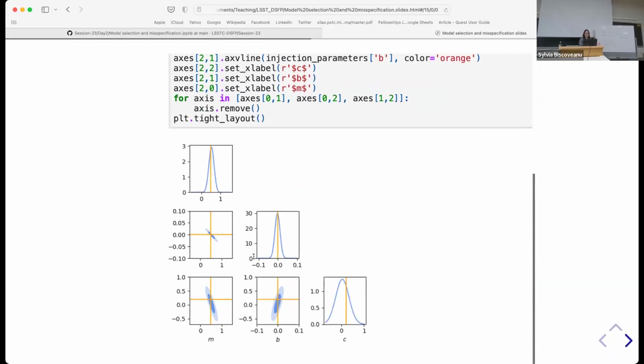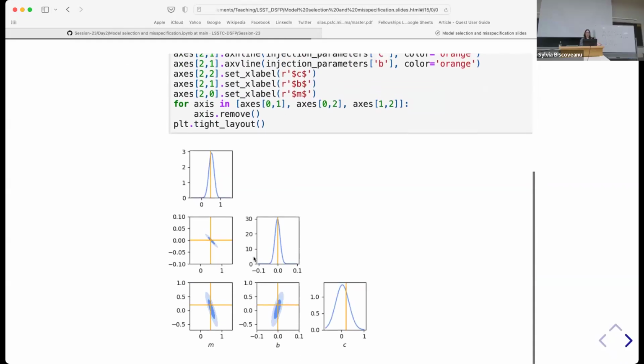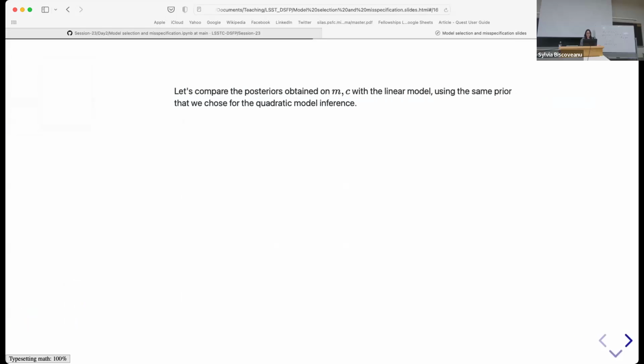But before we do that, we are going to take a look at our posteriors to see if they make sense. So you'll notice that our posterior on the quadratic coefficient peaks at 0, which is good. This is what we want for linear data. There should be no quadratic term that we find in our model. But again, there's some uncertainty because there's some noise in our data.